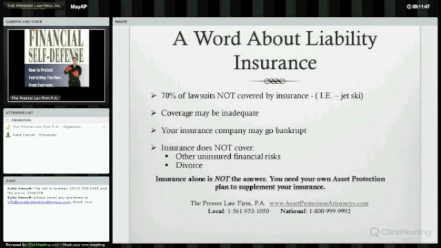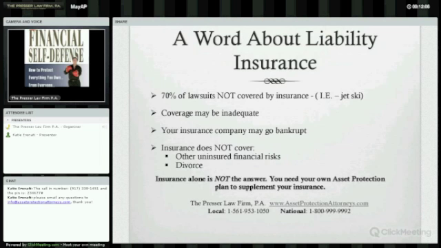Your insurance company might go bankrupt. 5, 10, 15 years ago, you guys would have told me I was crazy. But today we have banks and Fortune 500 companies going out of business. Who's to say that the insurance company won't be next? And of course, insurance doesn't cover other uninsured financial risks and divorce. So insurance alone is not the answer. You need your own asset protection plan to supplement your insurance.